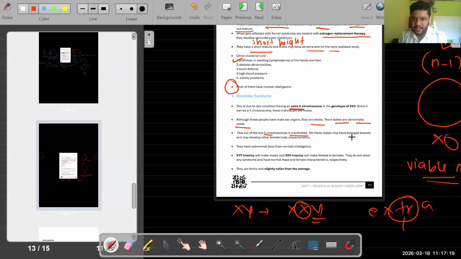Yet these males have enlarged breasts. Enlarged breasts is a feature normally shown in females. But here, this is present in males. Why? Because of this extra X chromosome. Can you understand?